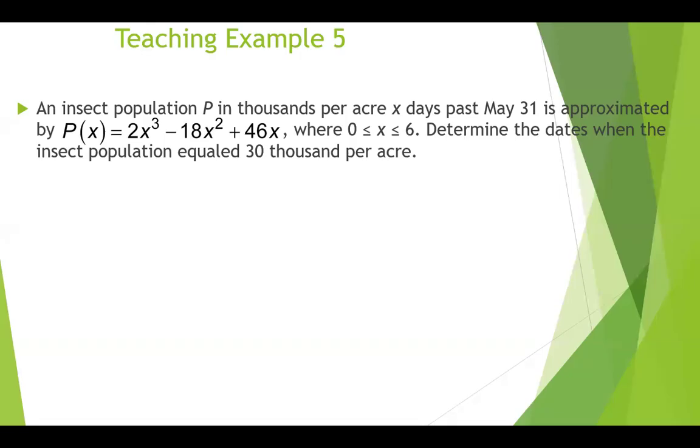So for example, we have this polynomial function here, and it represents an insect population P in thousands per acre, X days past May 31st is approximated, okay? But it tells you that this only applies from 0 to 6 days, right? So 0 days up to 6 days after May 31st. So May 31st all the way up to what? What, 6 days after May 31st? June 6th. Okay, so from May 31st to June 6th.